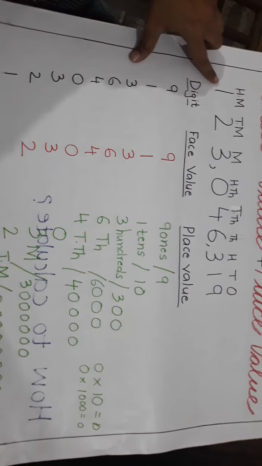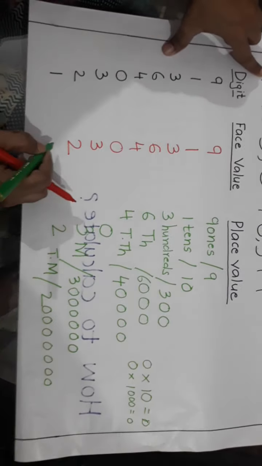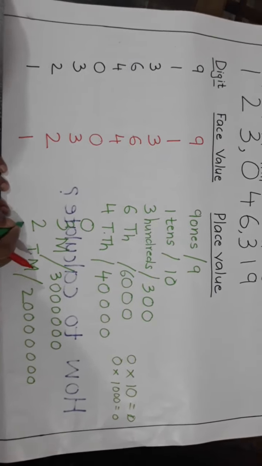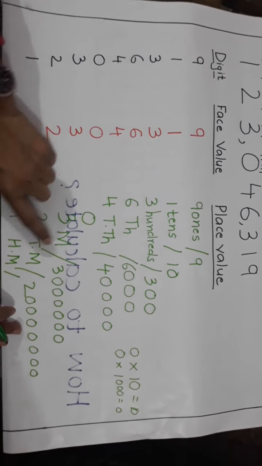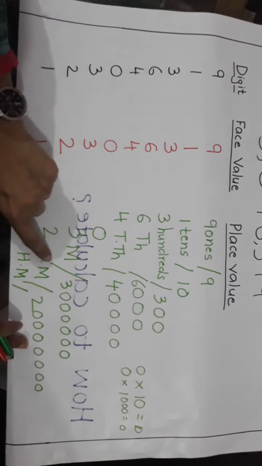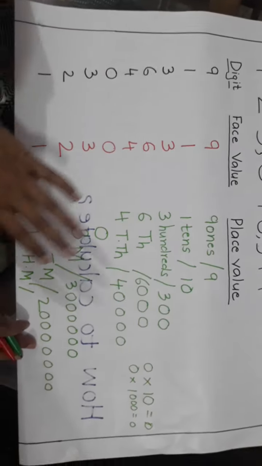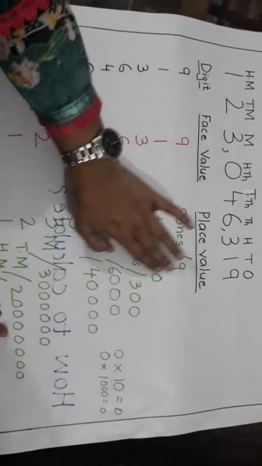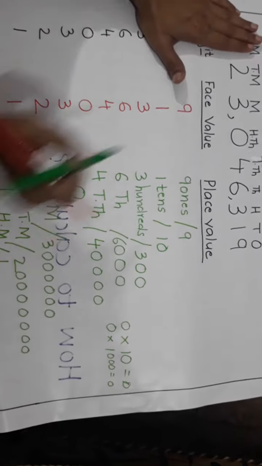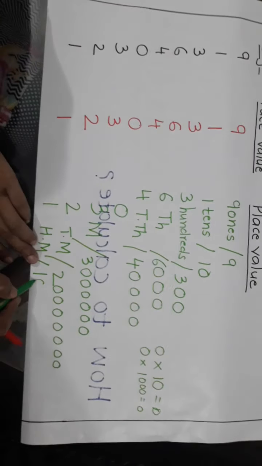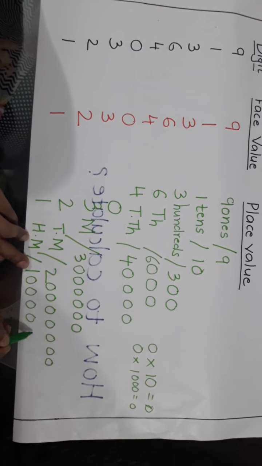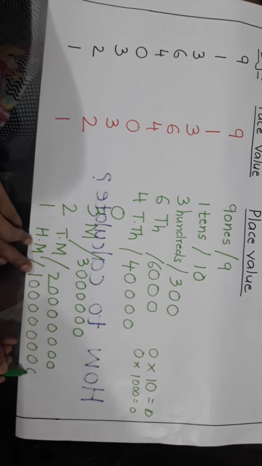Now, which is the next digit? 1. So, what is the face value? It is 1. But what will be the place value? 100 million. Now, I have written the short form, children, but you are supposed to write the full form when you are writing this method. If you are writing this way, there is no problem at all. So 1 followed by how many zeros? 1, 2, 3, 4, 5, 6, 7, 8 zeros.